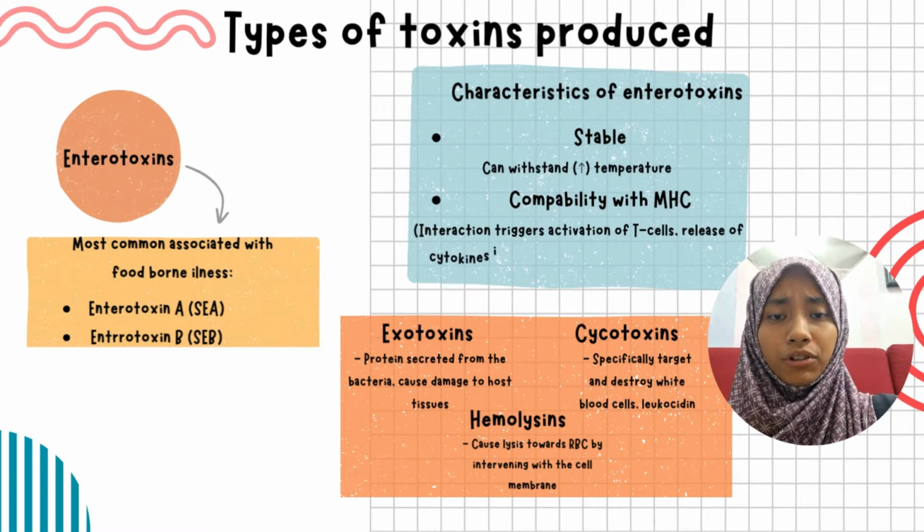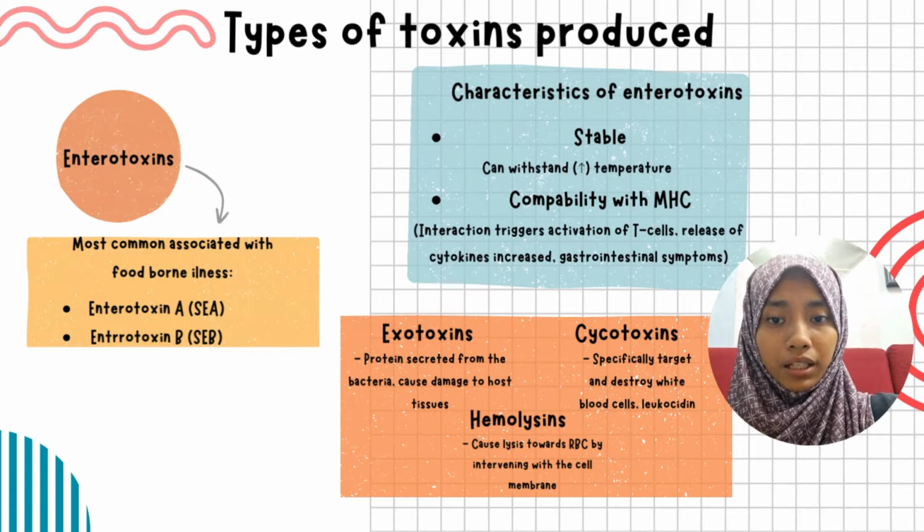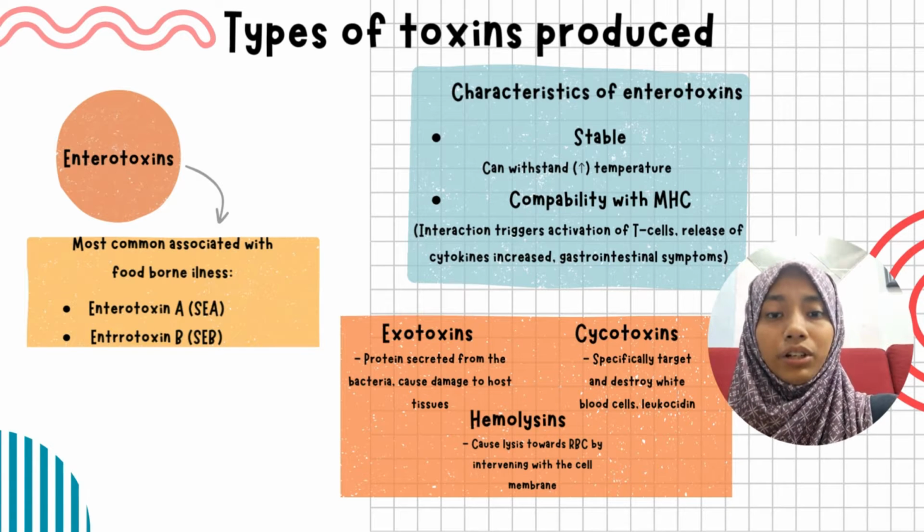How many types of toxins are produced by Staphylococcus aureus? There are plenty, but I'll explain three of the main toxins, which are exotoxin, toxins secreted from the bacteria that can cause harmful effects to the host cells, including damaging tissues. Hemolysin, a toxin that can cause lysing or degradation of red blood cells by disrupting the cell membrane. Lastly, cytotoxins, a category of toxins that has a specific target to kill, for example, leukocidins, which target the white blood cells, leukocytes, specifically and destroy them.